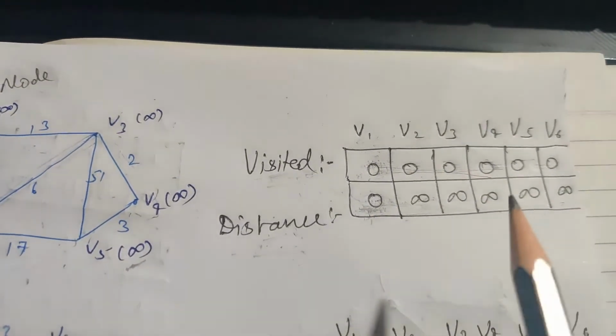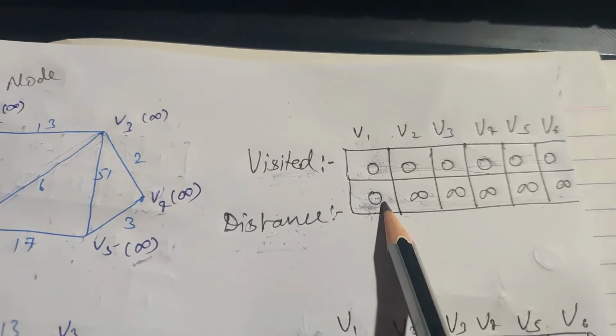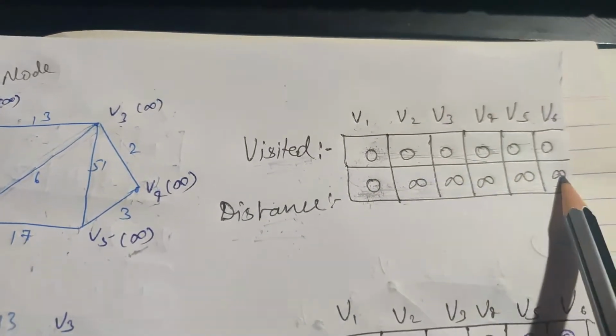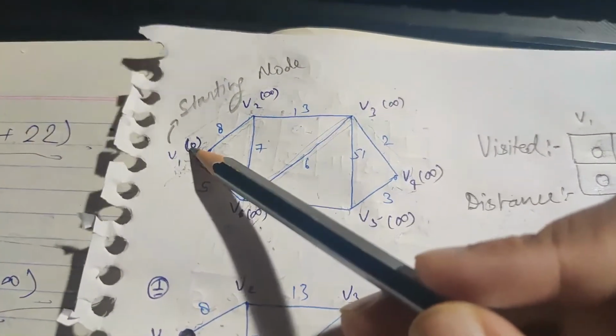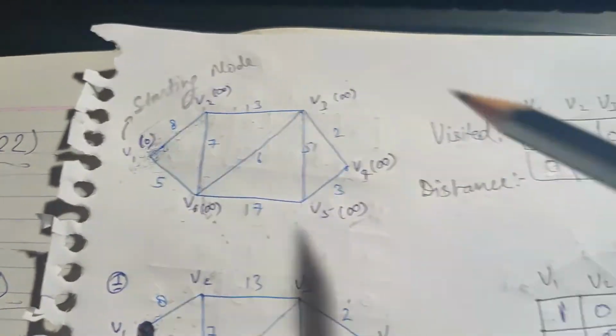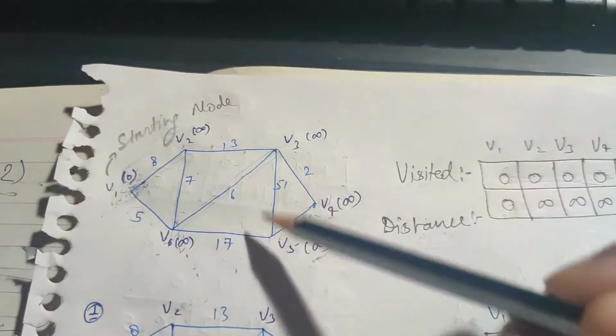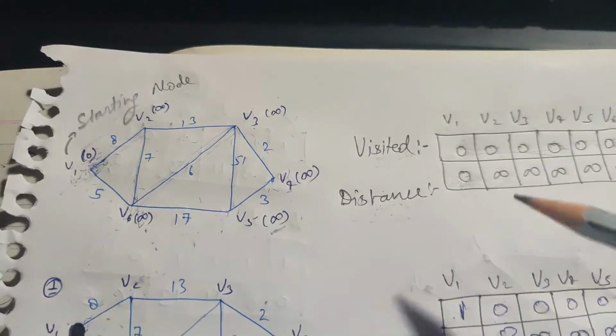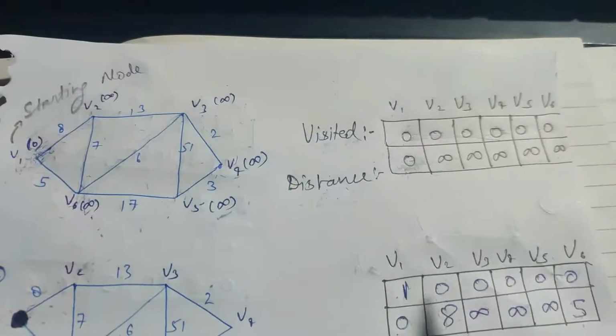Now, what does distance show? Distance shows us the distance from the starting node to each and every single node. We know that the distance from v1 to itself is 0, so we are taking it as 0, and the rest of them we are taking as infinity initially. So this is the initialization.